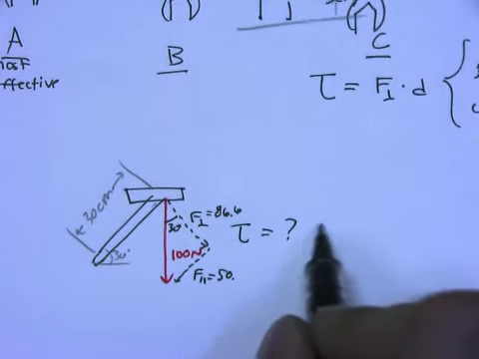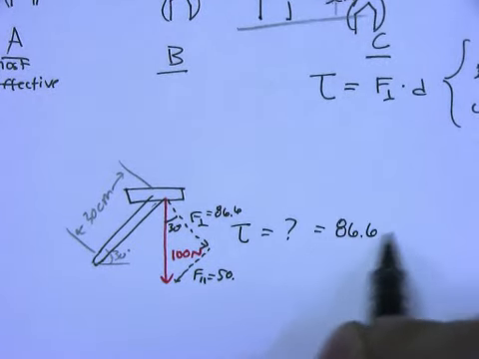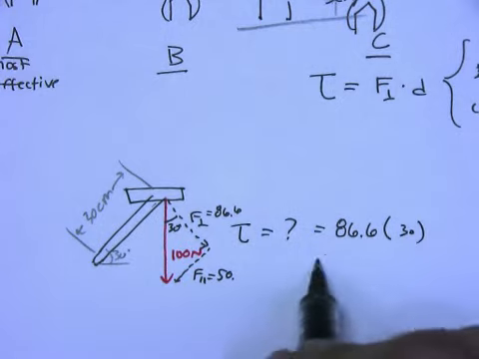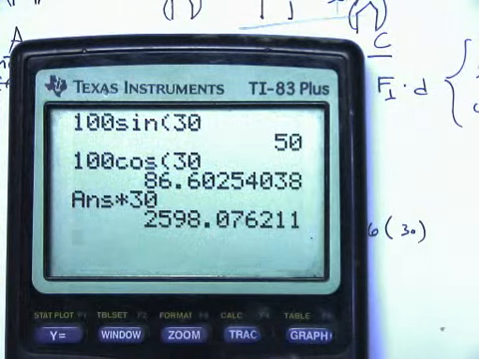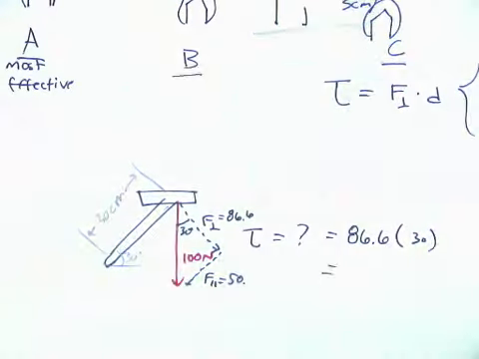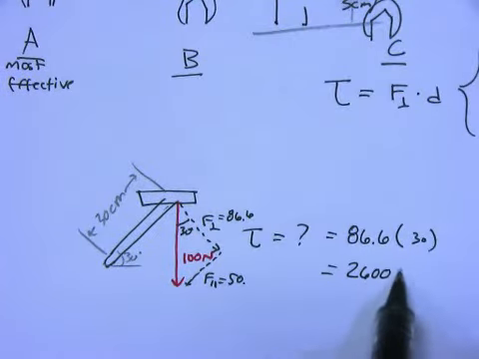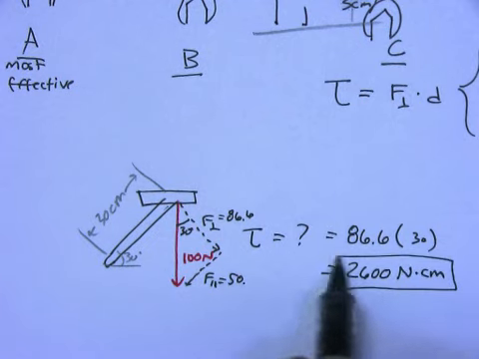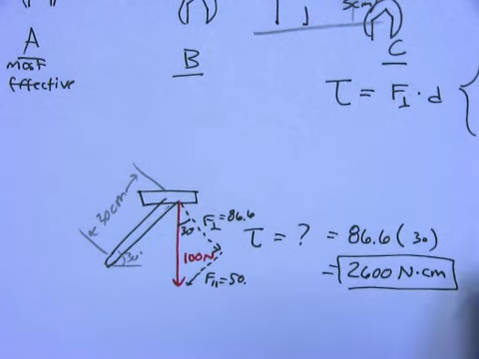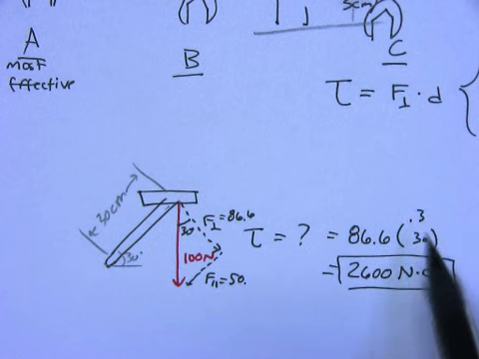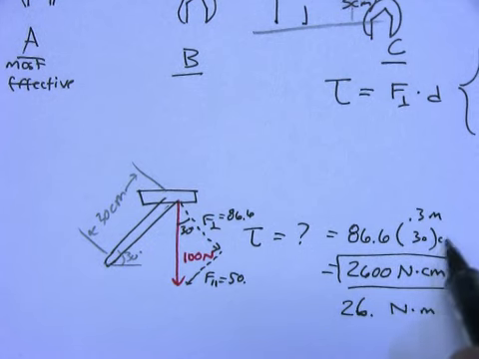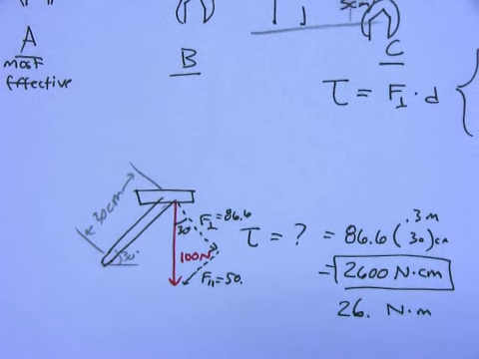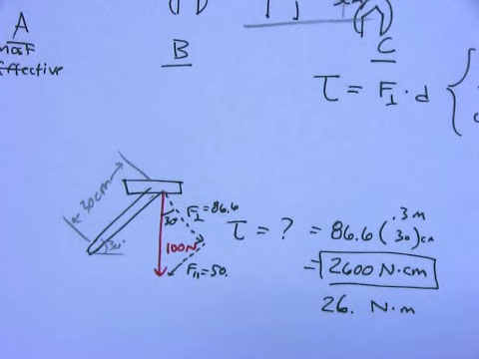So my torque in this case is force perpendicular, 86.6, times my distance, 30. If I take 86.6 times 30, I get 2598 or 2600 newton centimeters. Now instead of 30, I could have used 0.3 meters and I would have gotten 26 newton meters. That's another way to do it. But as long as your units are congruent, all is good.